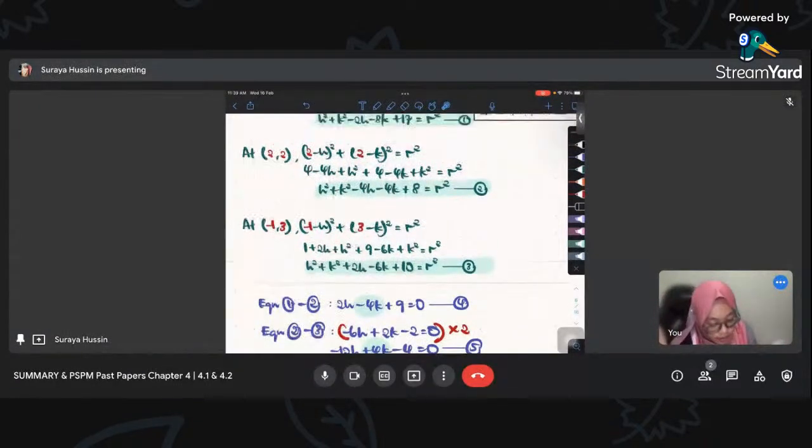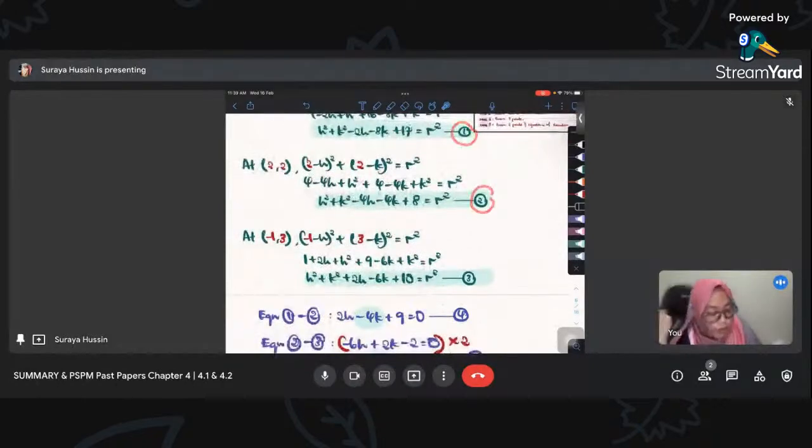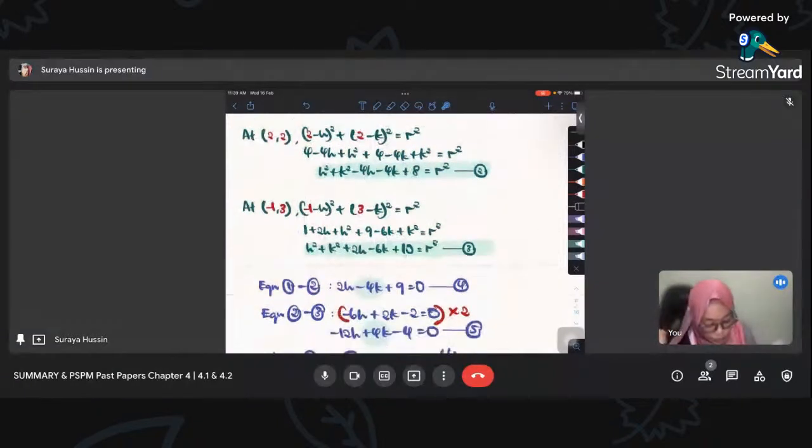We subtract: equation 1 minus 2, or equation 2 minus 1. Why? Because I want to cancel h squared, k squared, and r squared. I want to cancel them out so that I am left with only this. Okay? You know, when you do circles, you must know simultaneous equations. You cannot avoid that. Okay? And please, the simplest way of doing simultaneous equations is to subtract or add, depending on the equations.